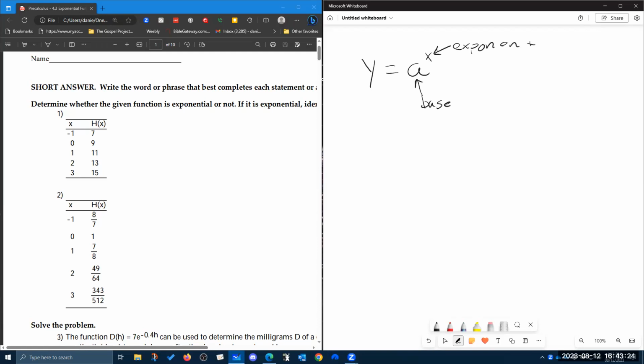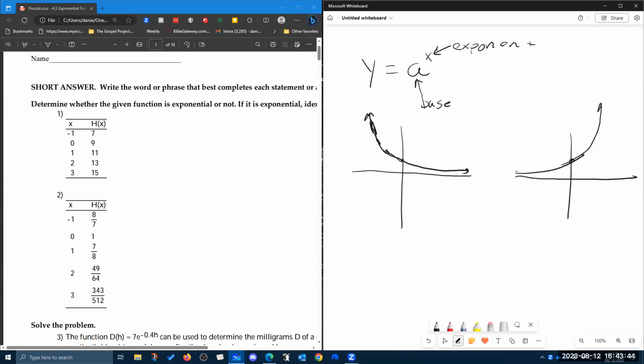If the base is between 0 and 1, that is, it's a fraction, it's going to be a decreasing function, like so. We'll talk more about this with the graphs of exponential functions next time. And if the base is greater than 1, it's going to be an increasing function, like so. That's assuming that you have just x in the exponent like that. We can get into all kinds of transformations of these graphs, and that'll be the next video.